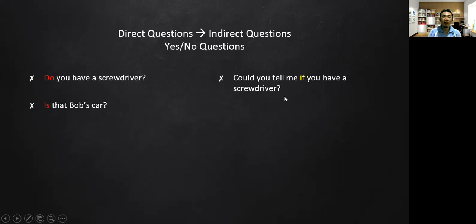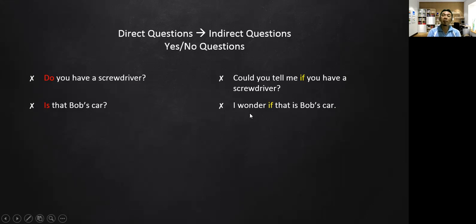Next, is that Bob's car? This is also yes or no question. So we also use if. Besides using could you tell me, we can also use I wonder. To start an indirect question, we can also use I wonder.